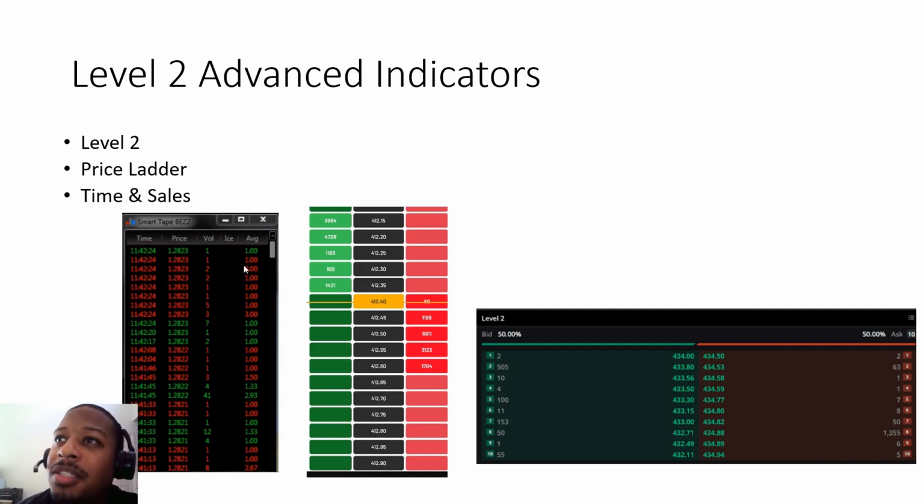So what we have here, basically, this is the tape. Oops, sorry. This is the tape. This is the price ladder, and this is level 2. So level 2 basically shows you the current bids and asks, the buy and sell orders that are closest to the price for the market makers to exchange and execute orders.